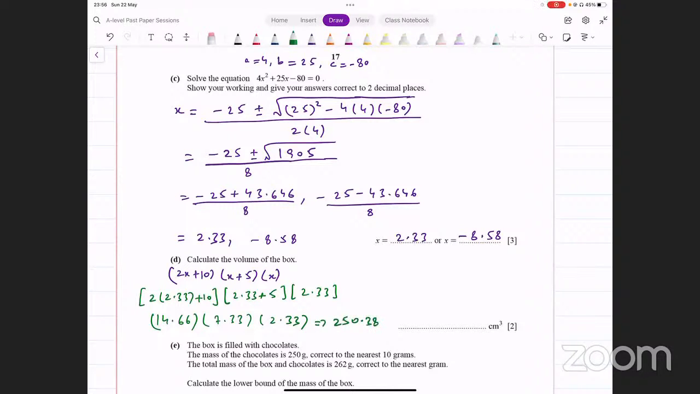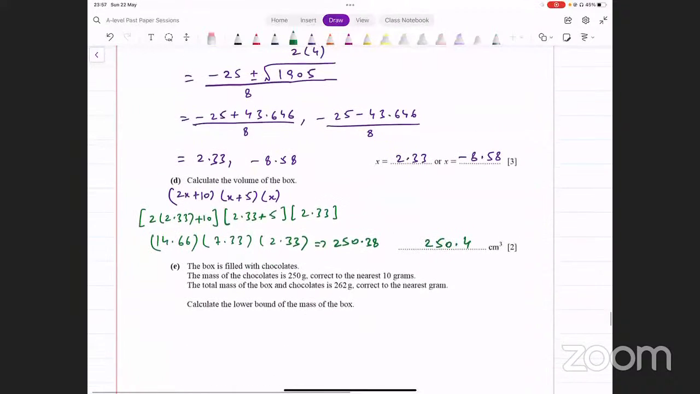250.38. If you want to round it up, you can write it. You can say this is 250.4, or you can also round it up to three significant figures. You can also write 250, but this is also fine. Okay, so that's the final result for the volume.